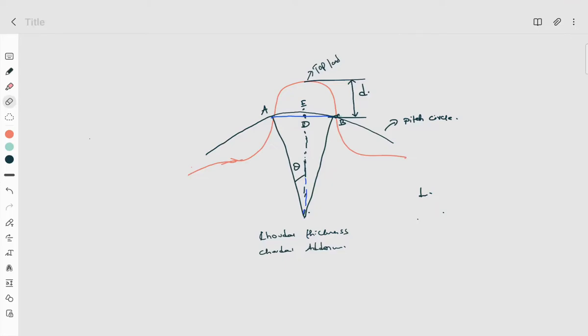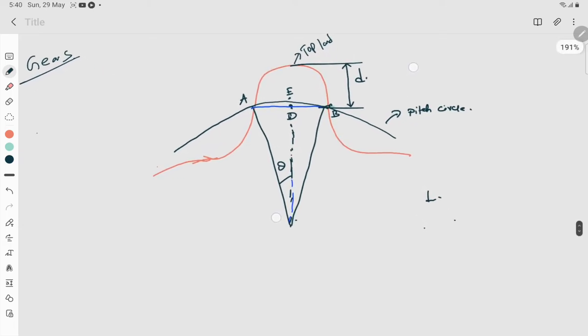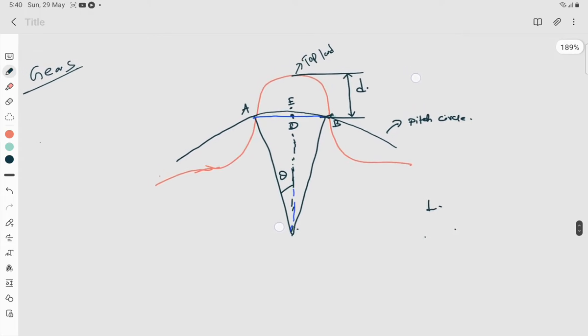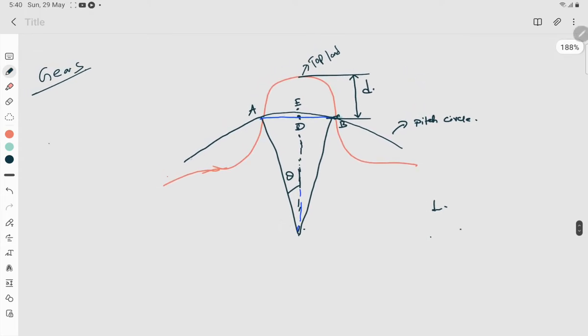In this video, we will see the theoretical relation for chordal thickness and chordal addendum with respect to gears. In gears, we will see how to measure chordal thickness and chordal addendum. So, the diagram I have already drawn in order to derive the relation. You can see here, this black color circle is nothing but the pitch circle. Usually, along the pitch circle only, we will measure the gear tooth thickness.